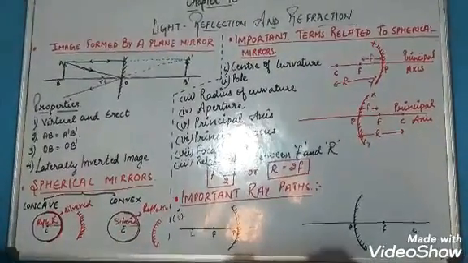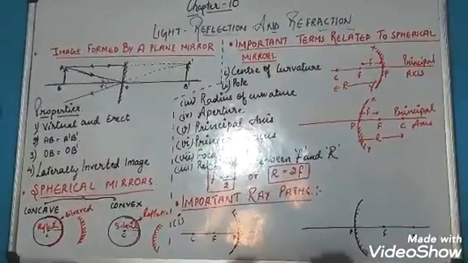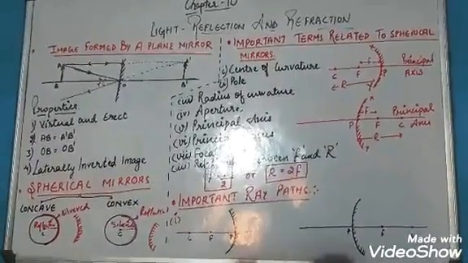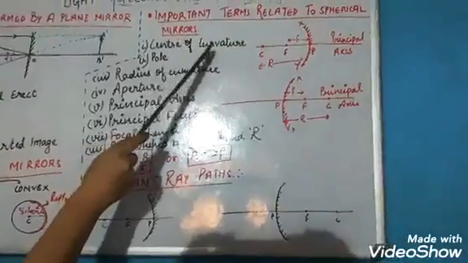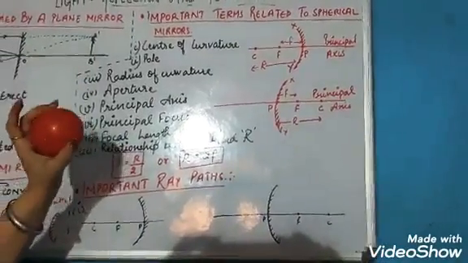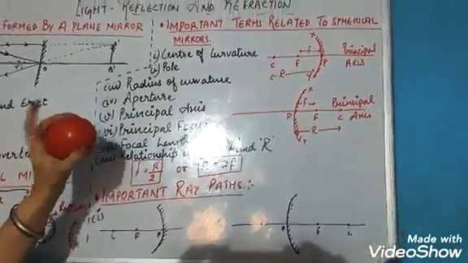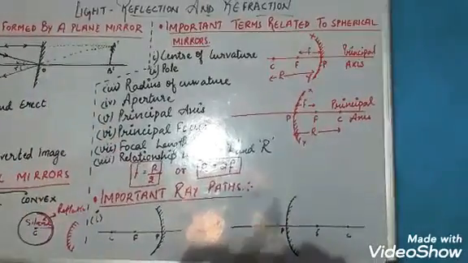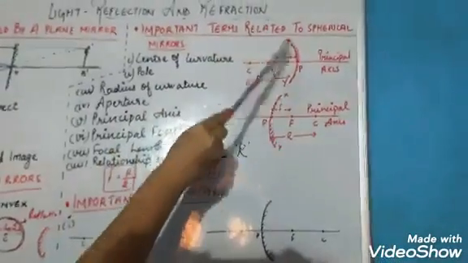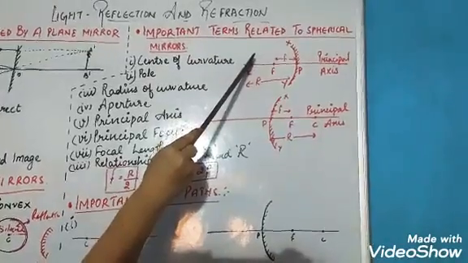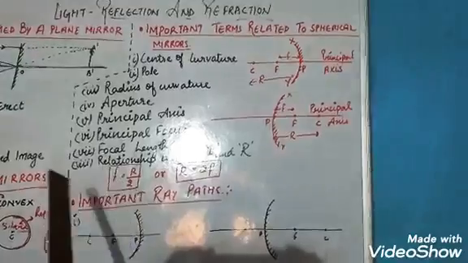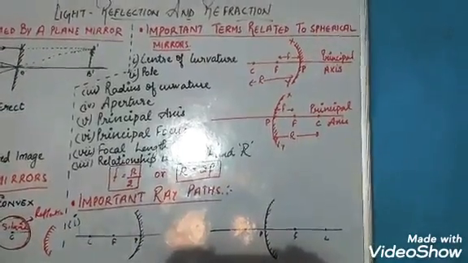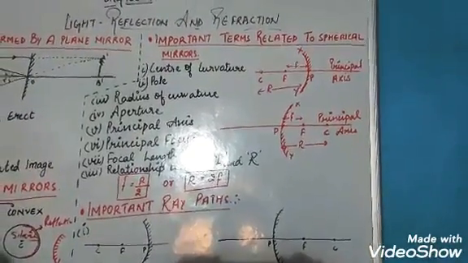Okay, so now there are some important terms related to the spherical mirror. The first one is the center of curvature. What is the center of curvature? The center of curvature is the center of this hollow sphere. This is the center. So how can we write the definition? Center of curvature means the center of the hollow sphere of which the mirror is a part.